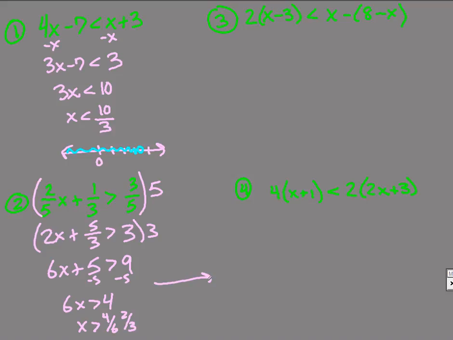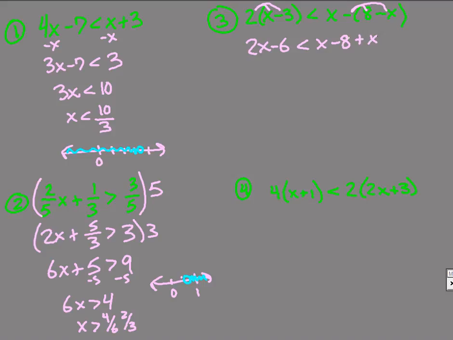And same thing, when you do your number line, there's 0, that would be 1. 2/3 would be somewhere in between, a little bit closer to 1. Open circle, shading to the right. Number 3 up here. What I'm going to do is the same idea. I want to distribute this through. I'm going to also distribute this negative through on that side. So 2x minus 6 on the left. I have x minus 8 and plus x on the right.